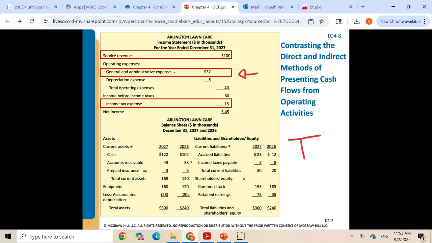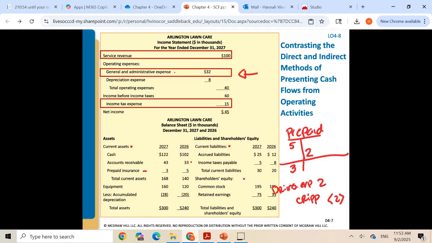So you draw your prepaid insurance account. I'm just going to call it prepaid. And I see that I started with a balance of 5 and I ended up with a balance of 3. It doesn't give me any more information, so I can just assume that we had credited prepaid at some point during the year for $2. So how would we have done that? We would have credited prepaid $2. And what would have been the debit? The debit would have been insurance expense for $2.